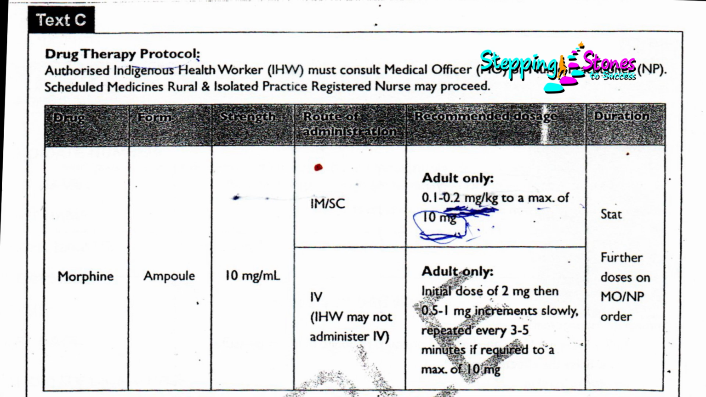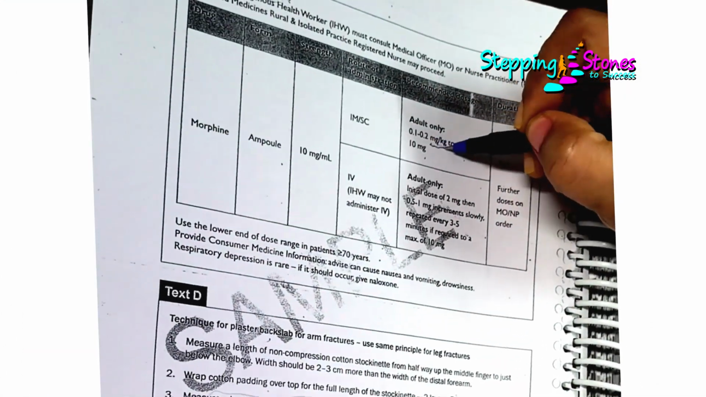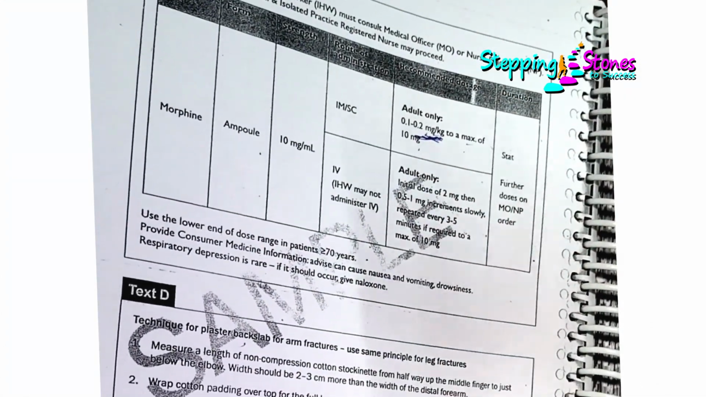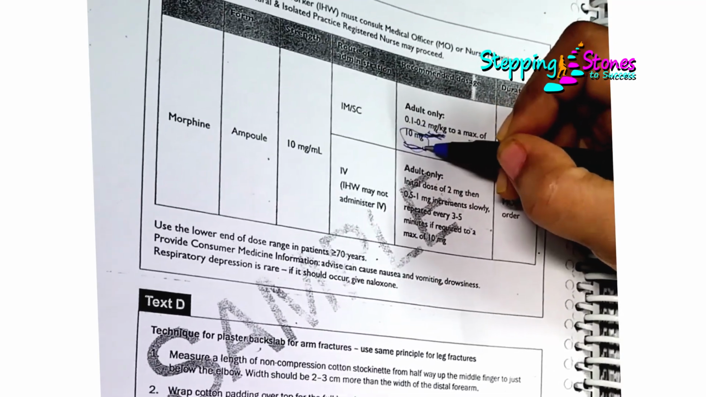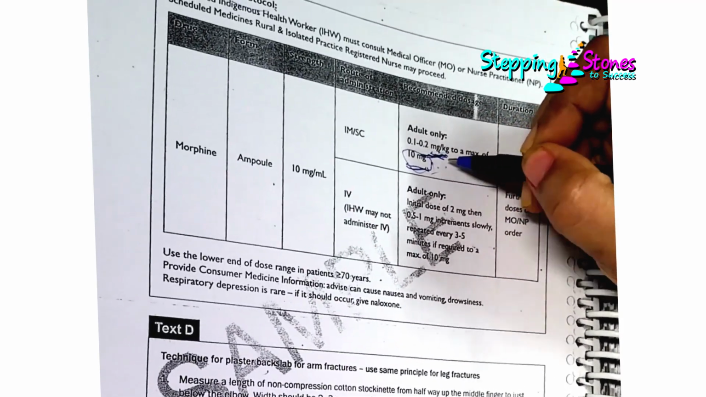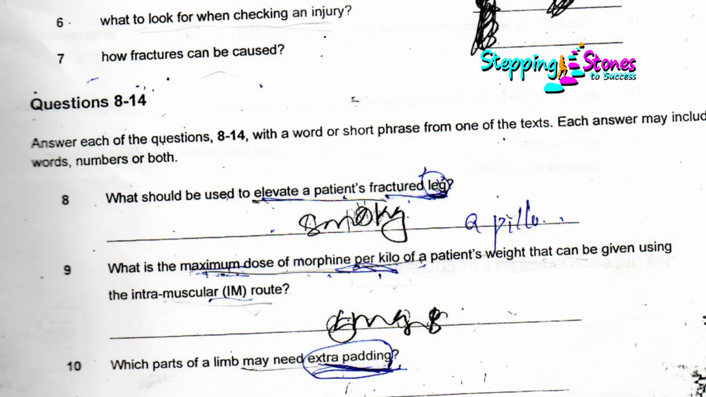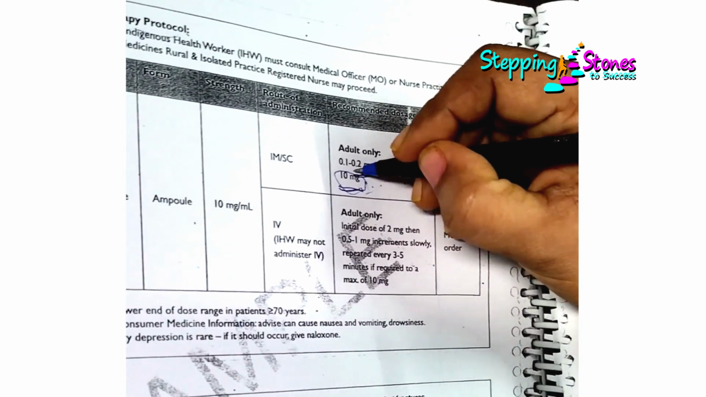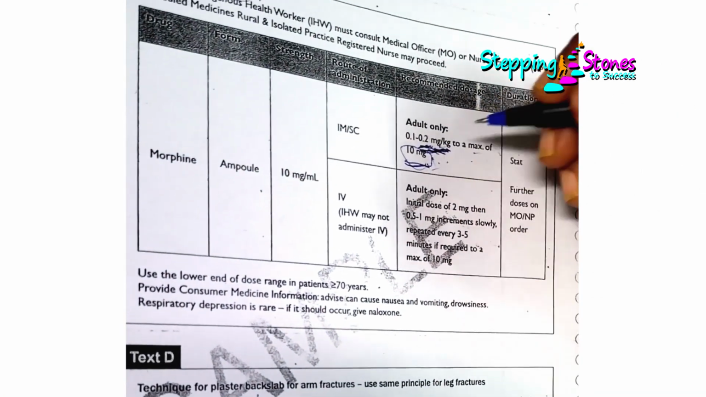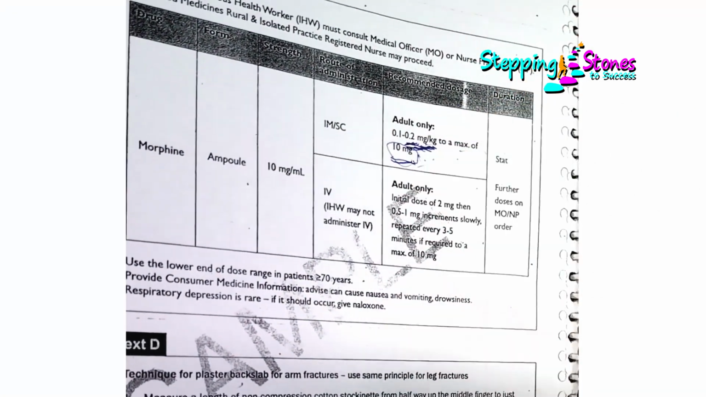Here you have to be very conscious, because the maximum dose is 10 milligram, but the question is maximum dose per kg. Sometimes they may write 10 milligram. If you write 10 milligram, that is wrong, because here the question is the maximum dose of morphine per kg. So the maximum dose here is 0.2 milligram per kg. That will be your answer.